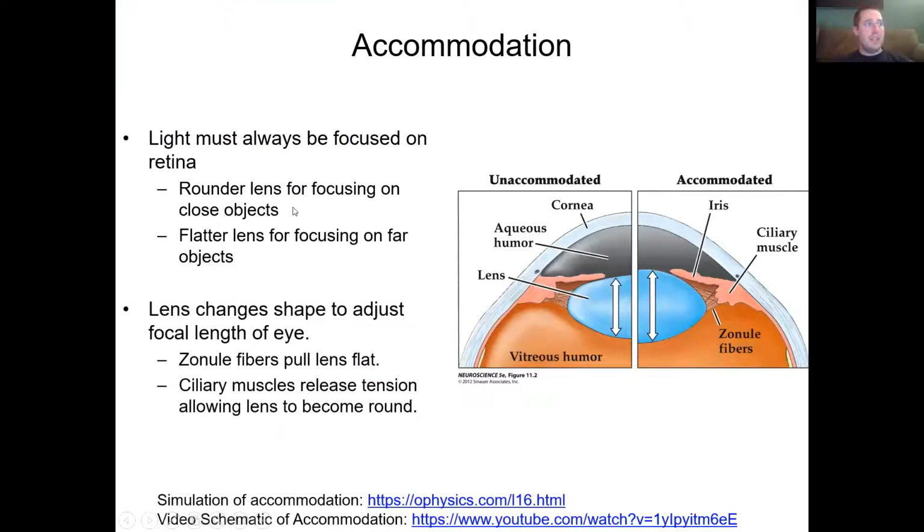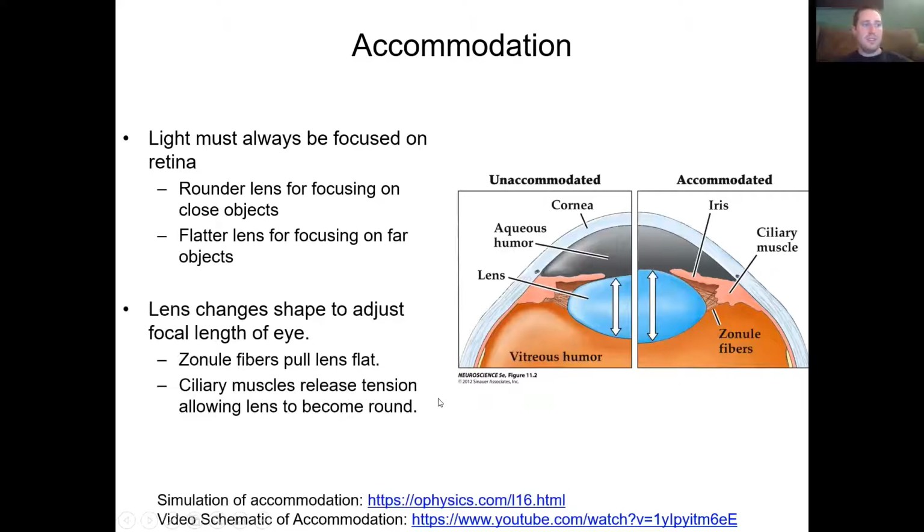So a rounder lens has stronger refractive power and can focus on closer objects, whereas a flatter lens is for focusing on more far away things that don't need the light rays bent as much. And so the lens can change its shape to adjust the focal length of the entire eye. And it does that, as I already mentioned, with the zonule fibers and the ciliary muscles. So how that works is the zonule fibers are always pulling on the lens. They're pulling it flat.